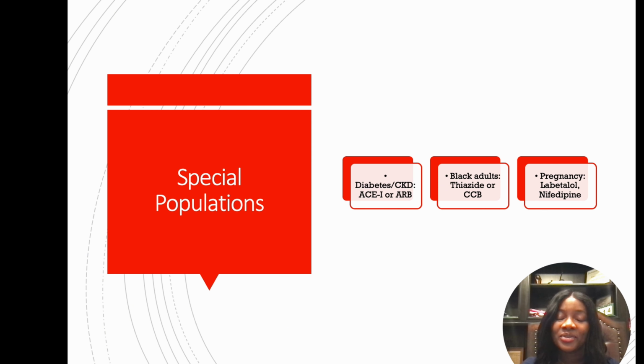As a provider, you always want to tailor medication choice to the patient's comorbidities and demographics. Always think about your special populations. Your diabetic patients, make sure they are on either an ACE or an ARB. Your black patients, on a thiazide or a calcium channel blocker. Your pregnant patients, they can be on methyldopa, nifedipine, or labetalol.